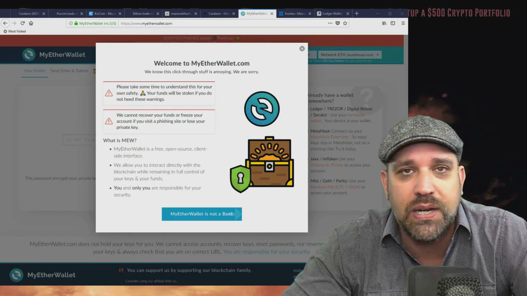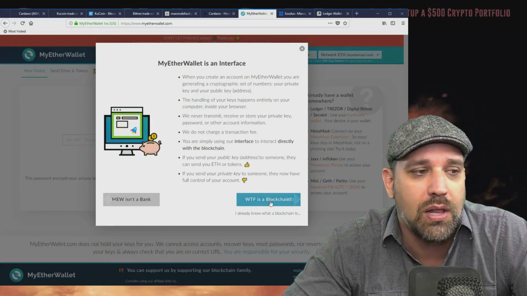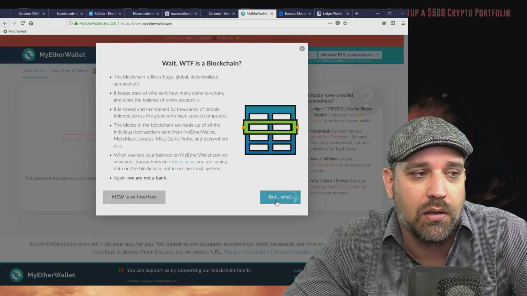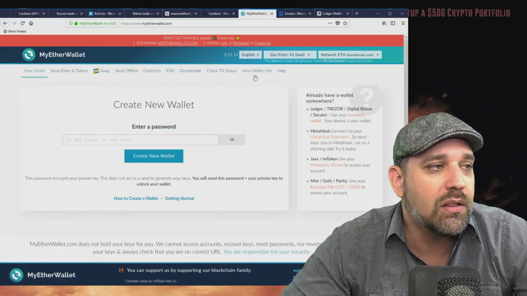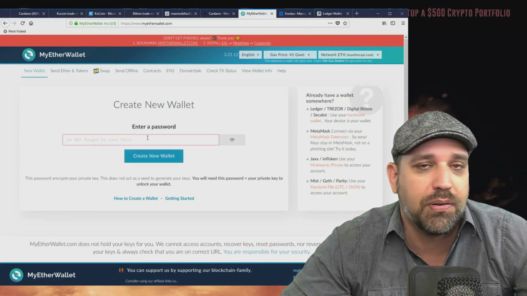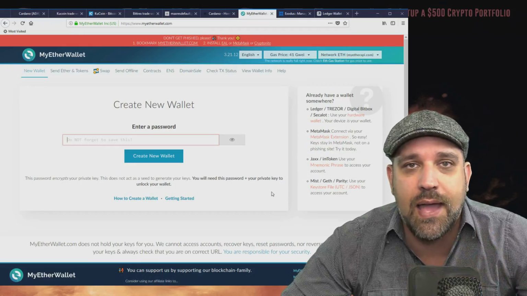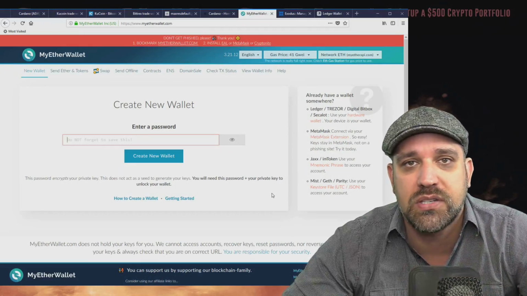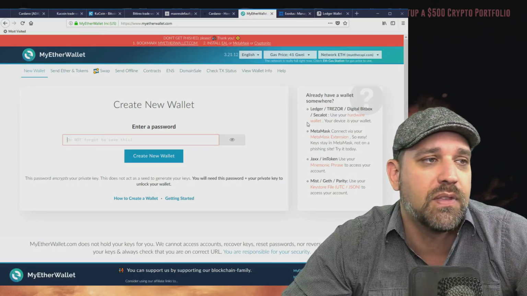I suggest you read all of this so that you better understand what My Ether wallet is and what this is all about, okay? Just read through the entire thing. Now, creating the wallet is very, very simple. Basically, you just plug in a password here, create a new wallet. It's going to give you some files to download, back them up, save them to external thumb drives. It's probably a good idea if you make 2 or 3 backups of those.